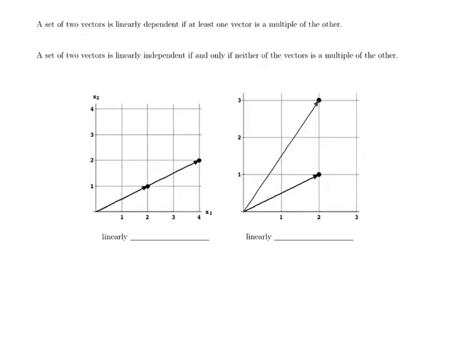Examining this case a little bit deeper, we have that a set of two vectors is linearly dependent if at least one vector is a multiple of the other. So here is an example of a linearly dependent set when we think about the graphical representation.